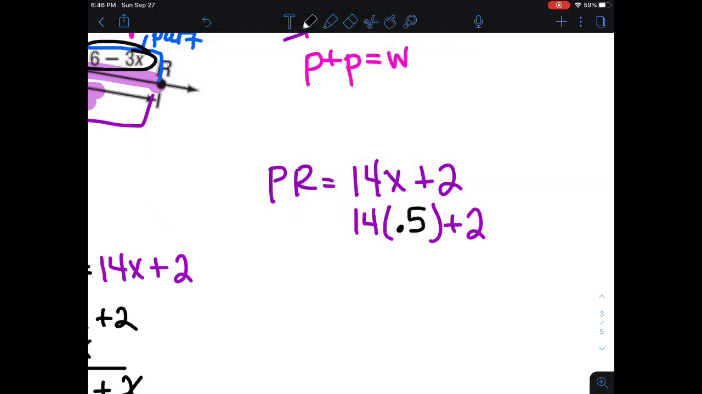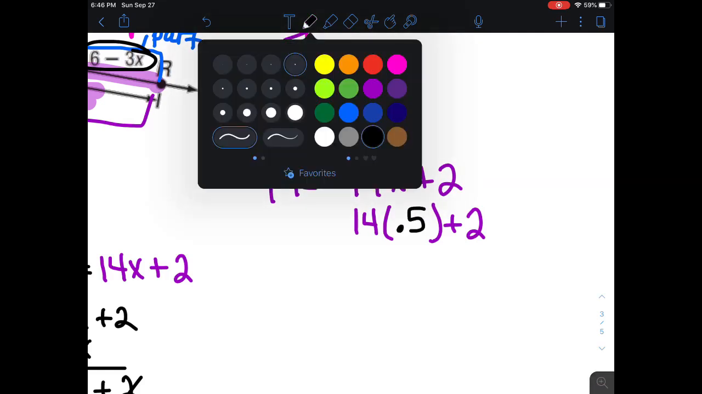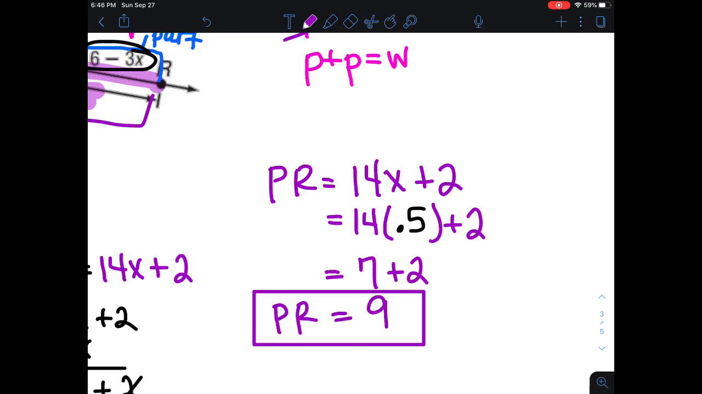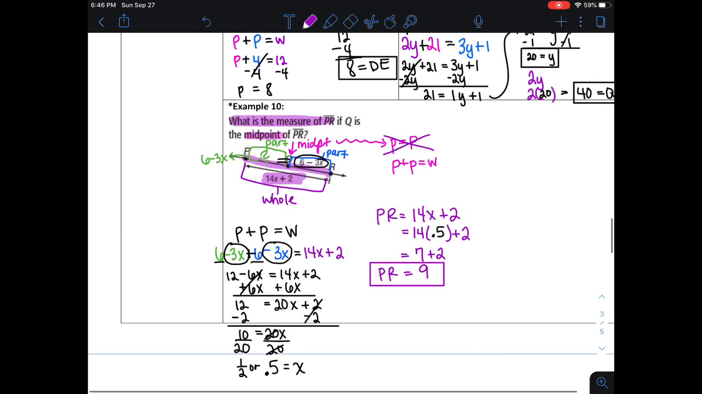Because we just figured out that x is 1/2, or you can change it to a decimal and use 0.5 like I'm doing. Okay. And now, 14 times 0.5 is just 7. 7 plus 2 is 9. So PR is 9. And we are done.